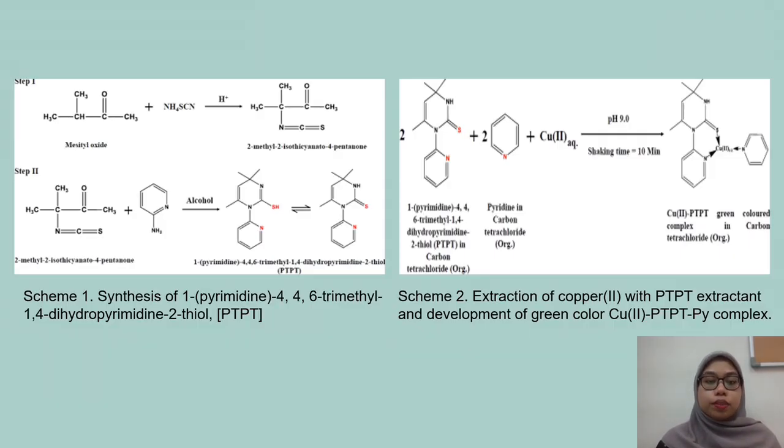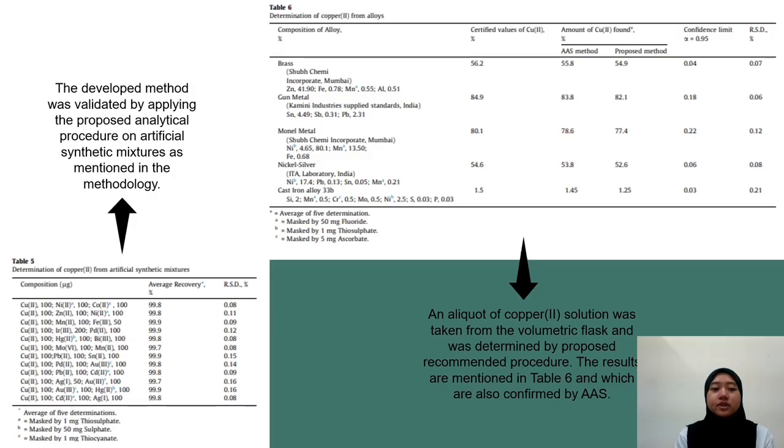Next, this part shows scheme 1, which is synthesis of 1-pyrimidine 4,4,6-trimethyl-1,4-dihydropyrimidine-2-thiol, PTPT, and scheme 2, which is extraction of copper with PTPT and development of green color copper PTPT-PY complex. The results from the journal. As you can see at table 5, we have a result for the determination of copper from artificial synthetic mixtures.